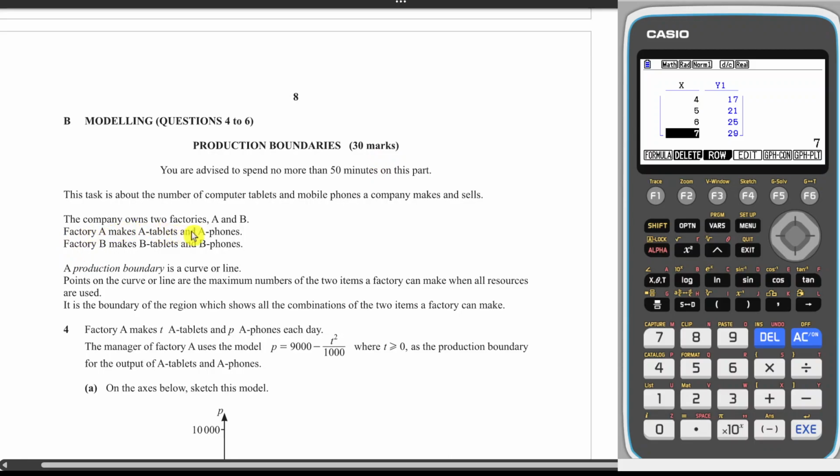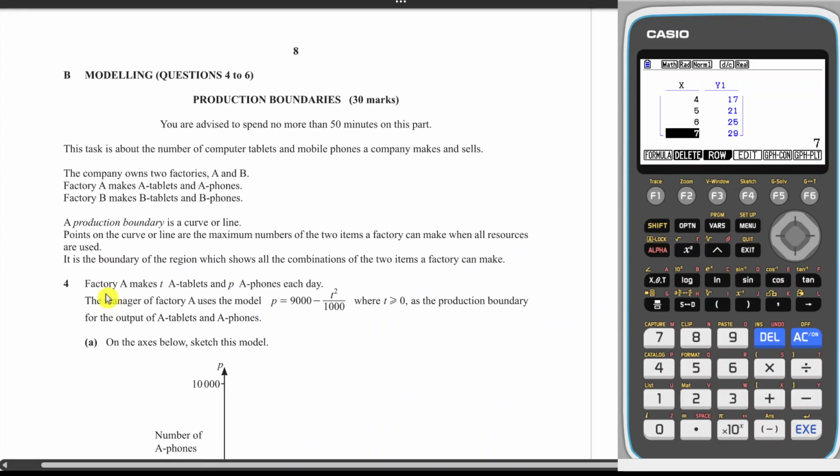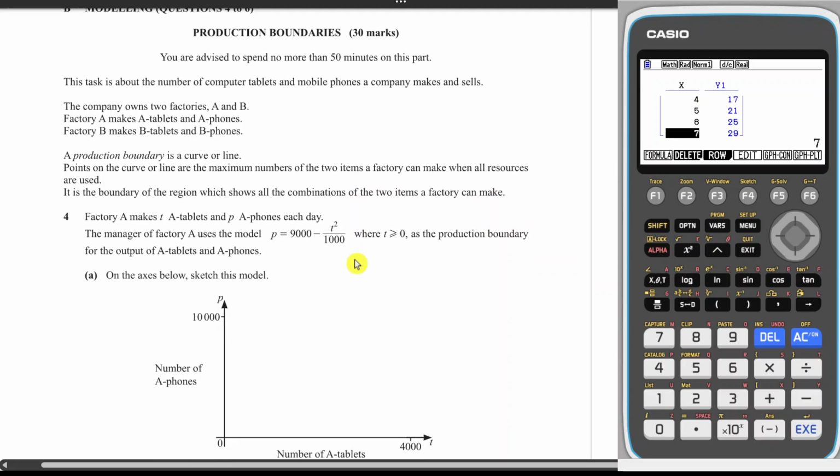The company owns two factories, A and B. Factory A makes A tablets and A phones. Factory B makes B tablets and B phones. The production boundary is a curve or line. Points on the curve or line are the maximum numbers of the two items a factory can make when all resources are used. It is the boundary of the region which shows all combinations of the two items a factory can make.